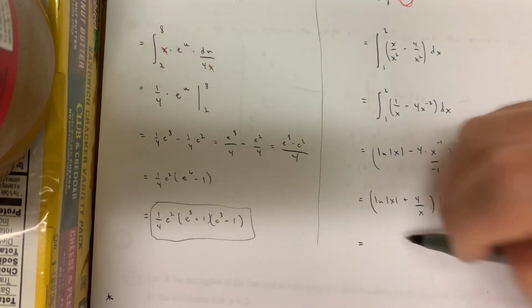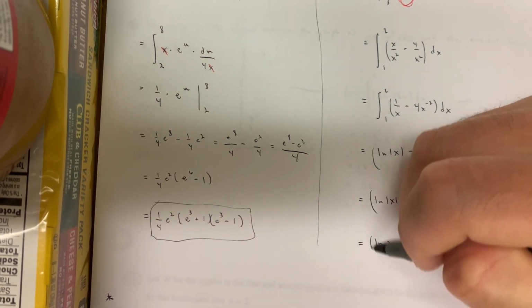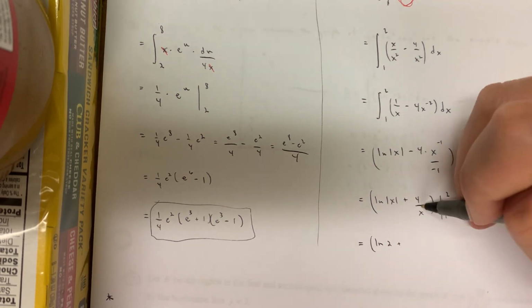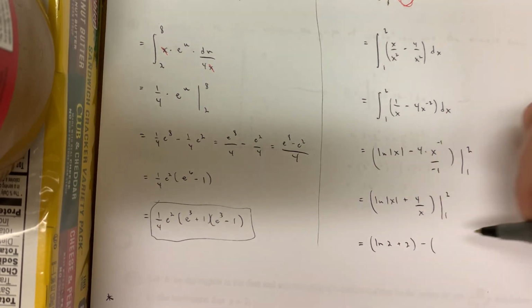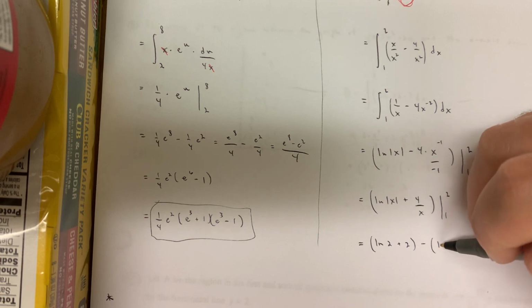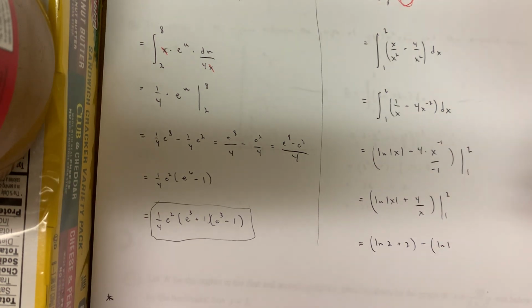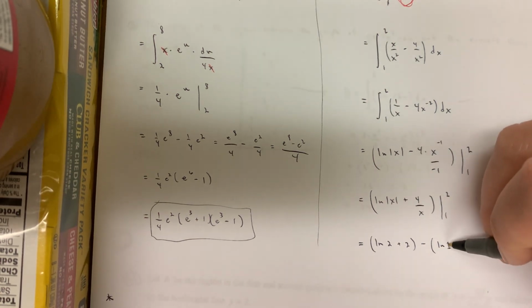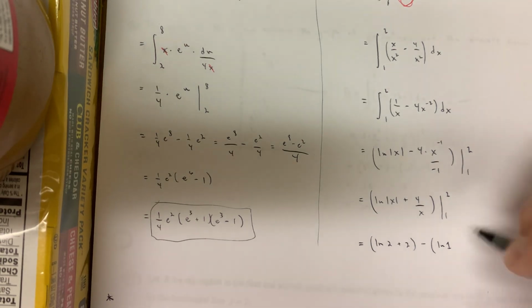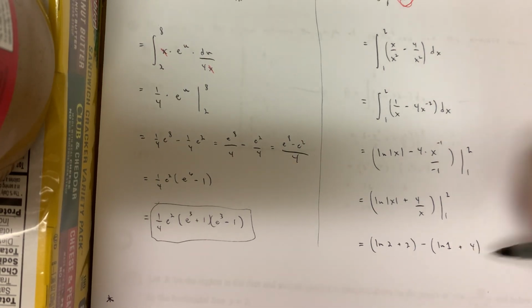So anyway, let's plug in the upper bound. ln absolute value 2 is really just ln 2, right? Plus 4 divided by 2, which is 2. Minus the plugging in the lower bound. ln absolute value 1 is just ln 1. Sometimes I make the 1 look like that, just when there's an ln. Plus 4 over 1, which is just 4.